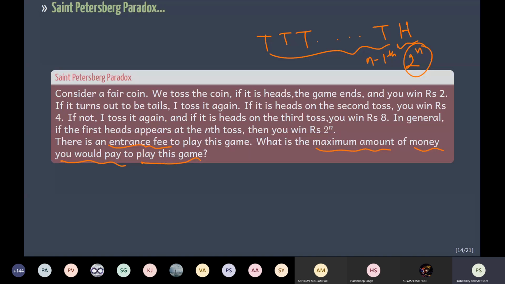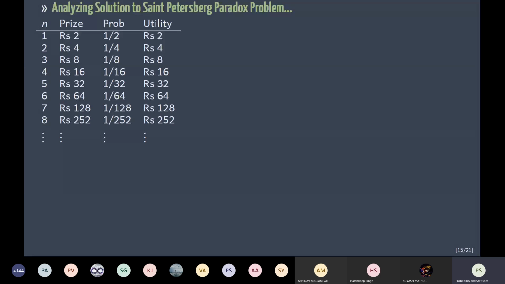Okay, so let us see the tabular data a little bit. These are the outcomes that you have. If it's the first trial, the price that you get is 2, and the probability of that happening is half. If it indeed is a head in the first toss, then you get 2 rupees, done.